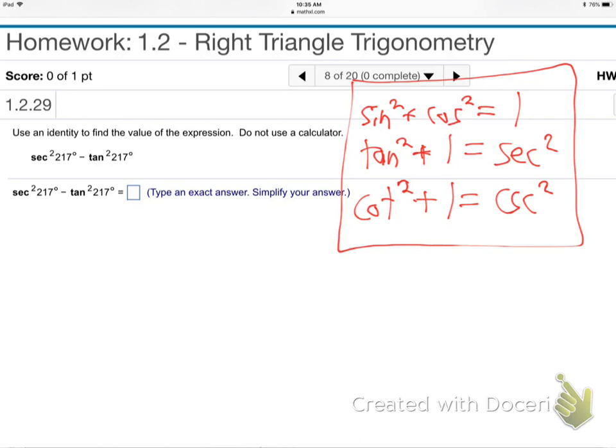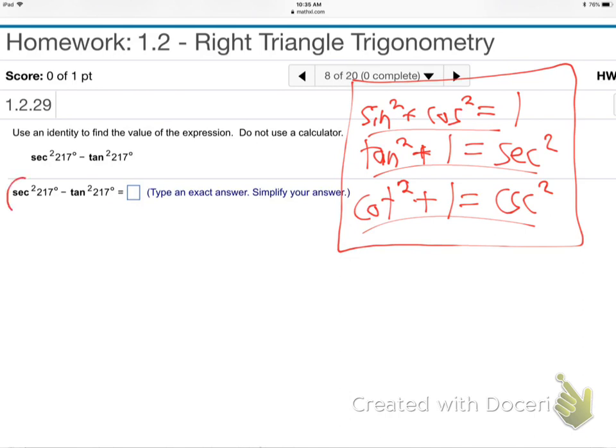So, okay, what does that mean then? What does that have to do with anything? Well, by the way, the 217 doesn't matter at all. Don't let the 217 throw you off. That could be any angle, as long as it's the same in both cases. We don't care what it is, because these formulas are true for any angle, as long as it's the same angle throughout. So I don't care about 217. That has nothing to do with it. What do I care about?